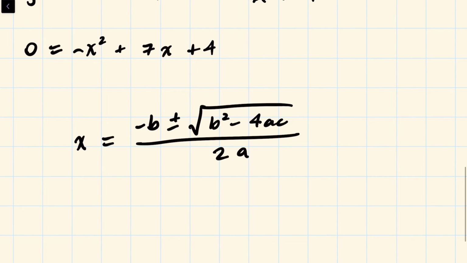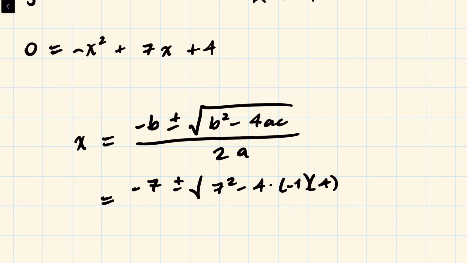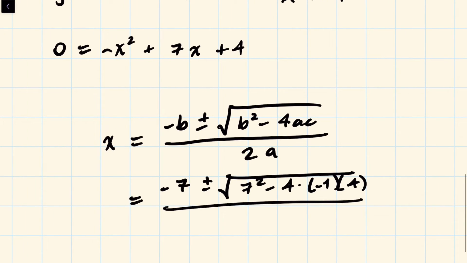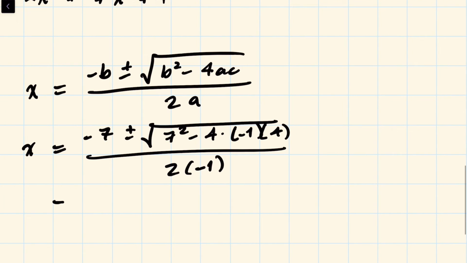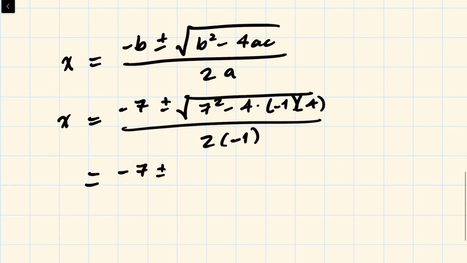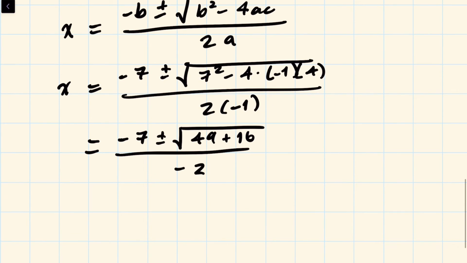Okay, so now we just have to apply this formula. Negative b, that's negative 7, plus or minus the square root of 7 squared minus 4 times negative 1 times 4, over 2 times negative 1, and that's equal to x. Okay, so let's simplify this now. Negative 7 plus or minus the square root of 49 plus 16, over negative 2. Negative 7 plus or minus the square root of 65, over negative 2.